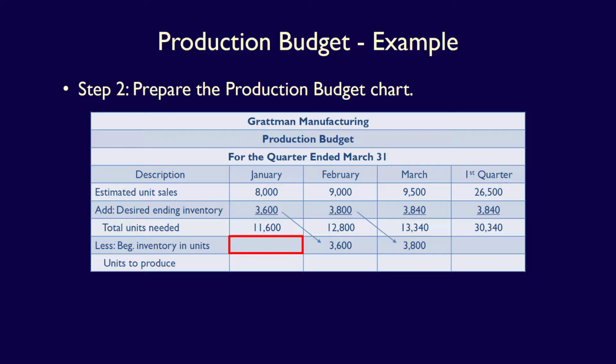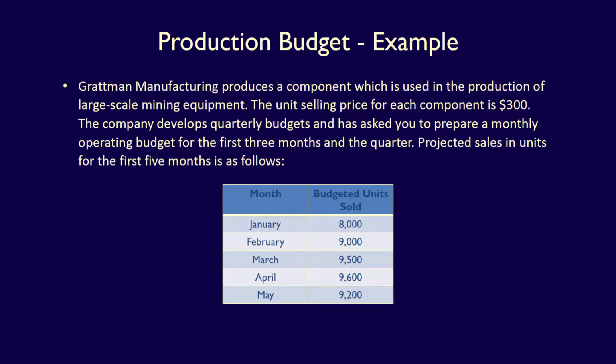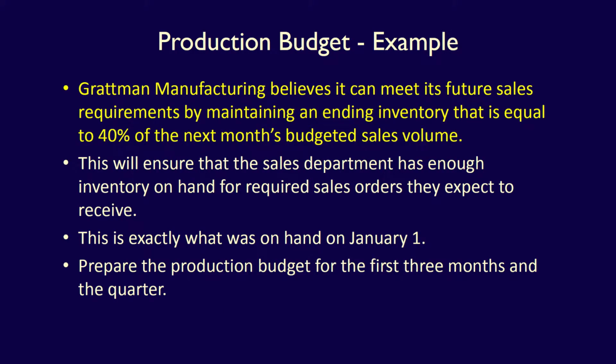But what about the beginning inventory for January? How are we supposed to calculate it? Particularly because there's no information provided in the question for December of the prior year. We were given one piece of information. Remember that we were told that the desired ending inventory of 40% of the next month's budgeted sales volume was required to ensure that the sales department would have enough inventory on hand for the sales orders they expect to receive. In addition, we were told that this is exactly what was on hand on January 1st, so we know that on January 1st, the beginning inventory balance was exactly equal to the December's desired ending inventory.